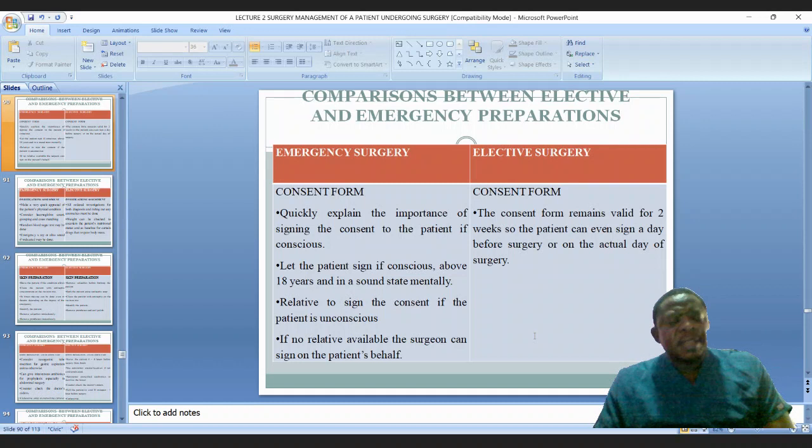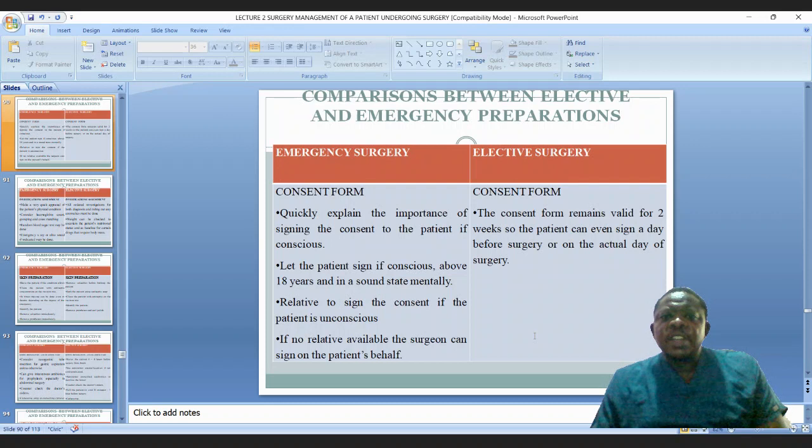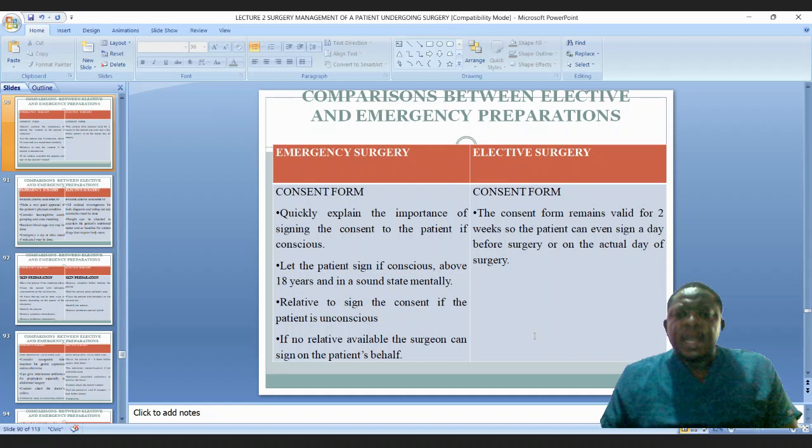Okay, so you can let the patient sign if conscious and above 18 years with a sound mind. In an emergency situation, relatives can sign consent if the patient is unconscious, and if there are no relatives, the surgeon can sign on the patient's behalf. Now, in elective surgery, the consent form remains valid for 2 weeks, so the patient can even sign a day before surgery or on the actual day of surgery.